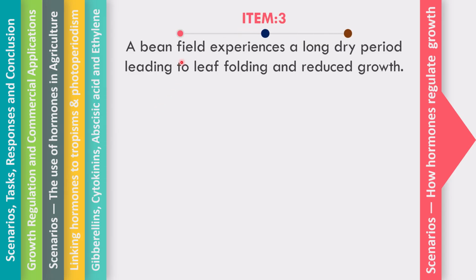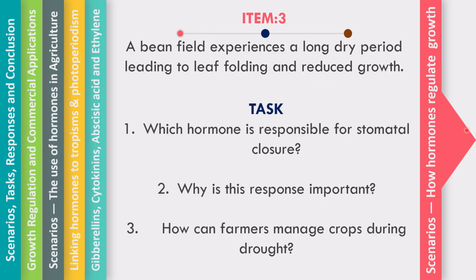Item 3. A bean field experiences a long dry period leading to leaf folding and reduced growth. Task: which hormone is responsible for stomatal closure? Why is this response important? How can farmers manage crops during drought?